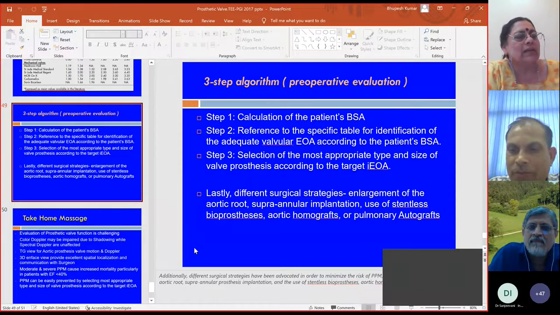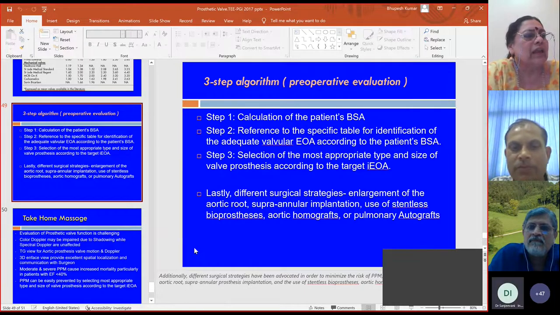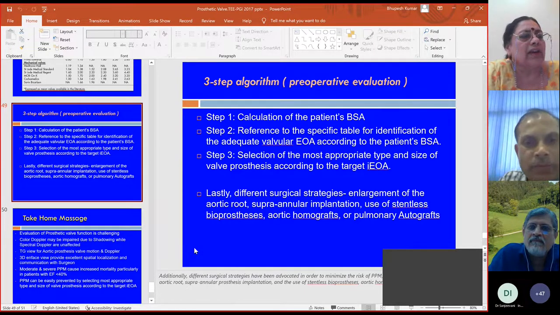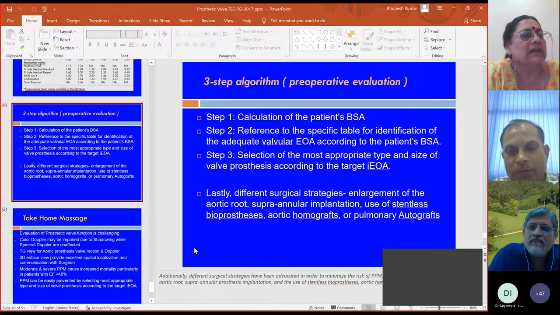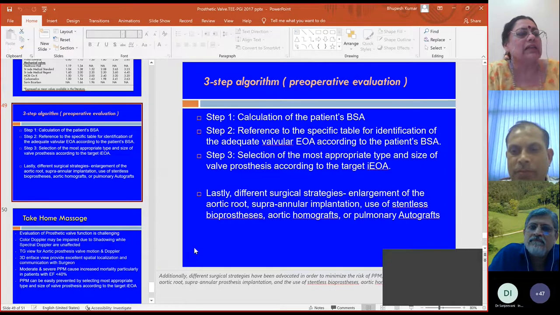Patient prosthetic mismatch after aortic valve replacement is considered severe if the effective orifice area index is less than 0.65 centimeter square per meter square. It is considered moderate if it is between 0.65 and 0.85 centimeter square per meter square. If the effective orifice area index is more than or equal to 0.85 centimeter square per meter square, then it is not significant. There is no patient prosthetic mismatch.